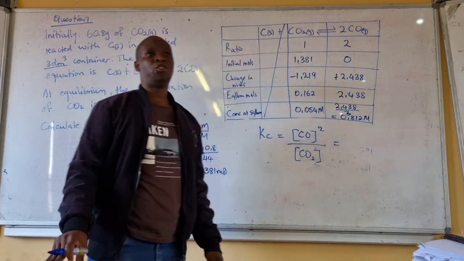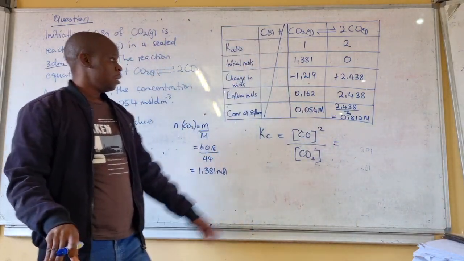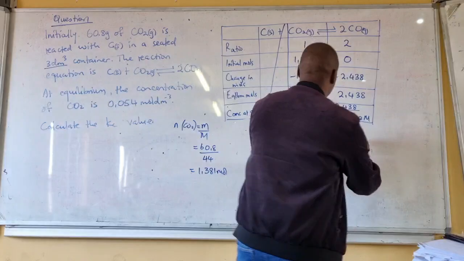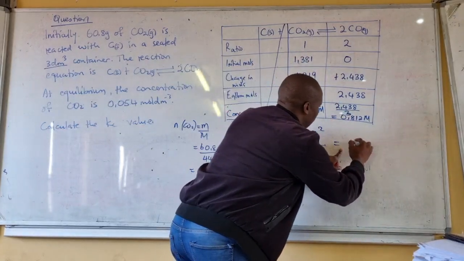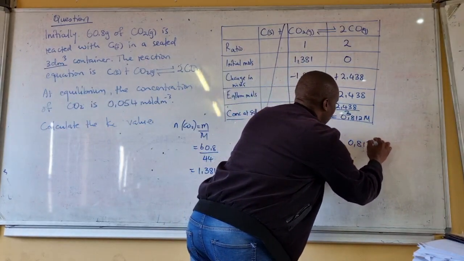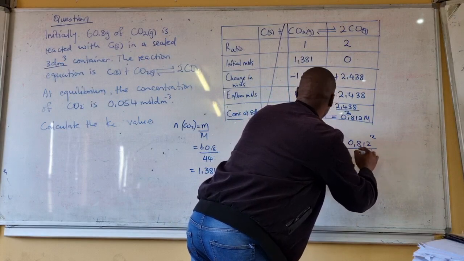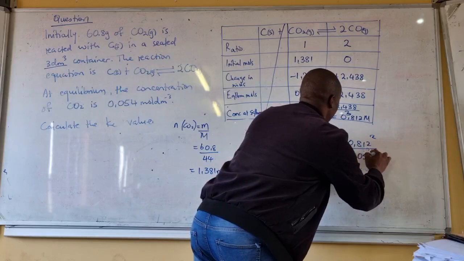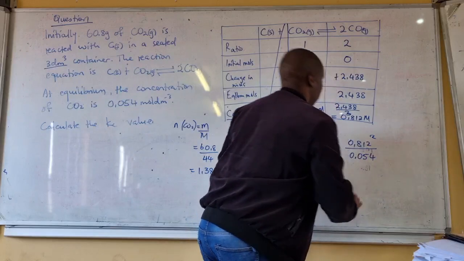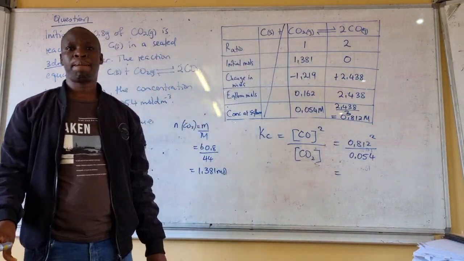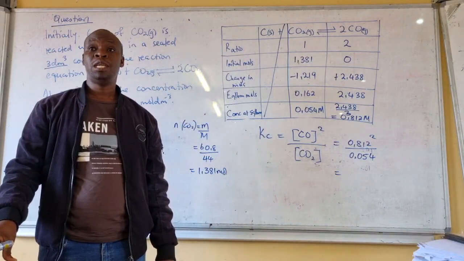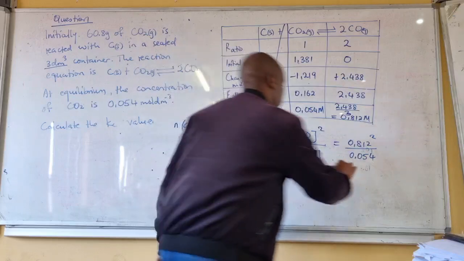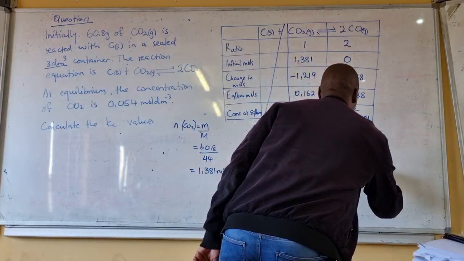Then we substitute. Our concentration for carbon monoxide 0.812, we square it, divided by the concentration of carbon dioxide 0.054. Simplify it. It's 12.21.